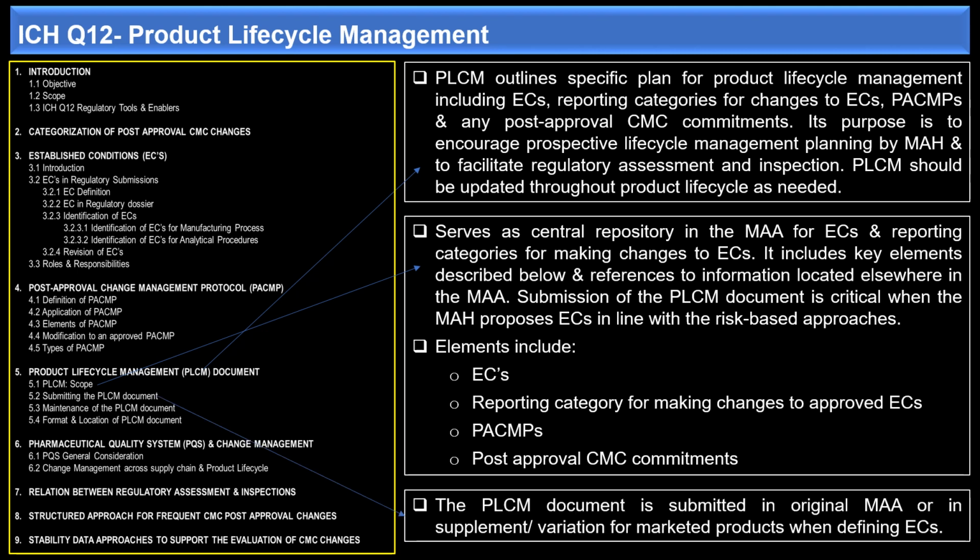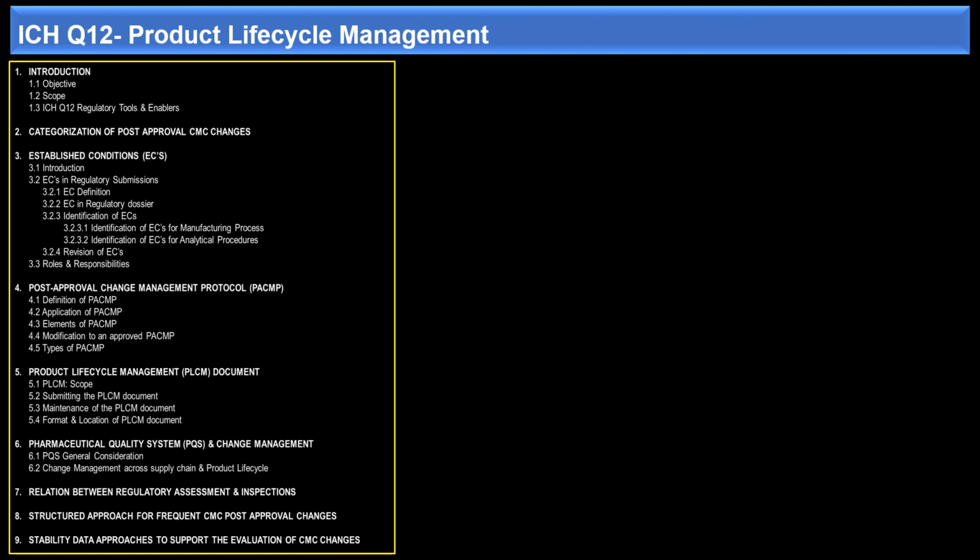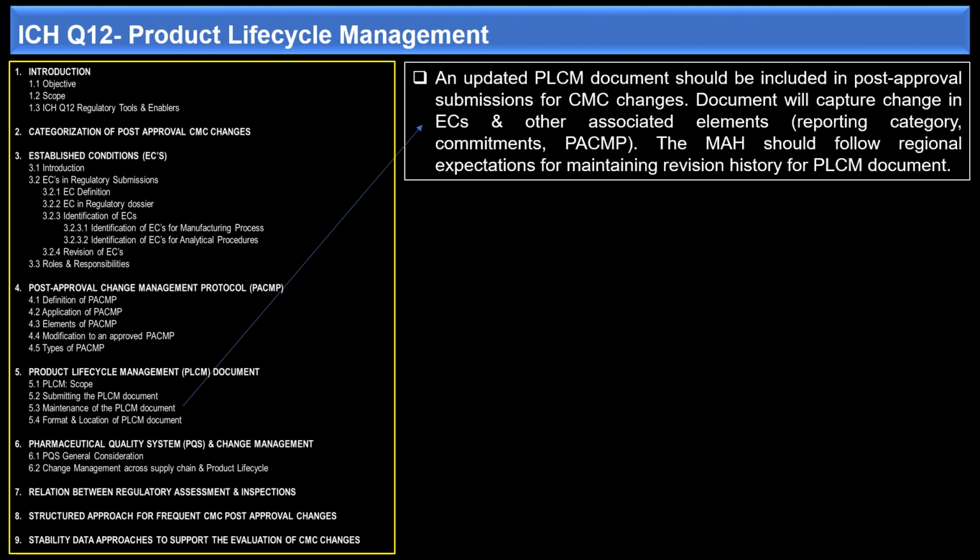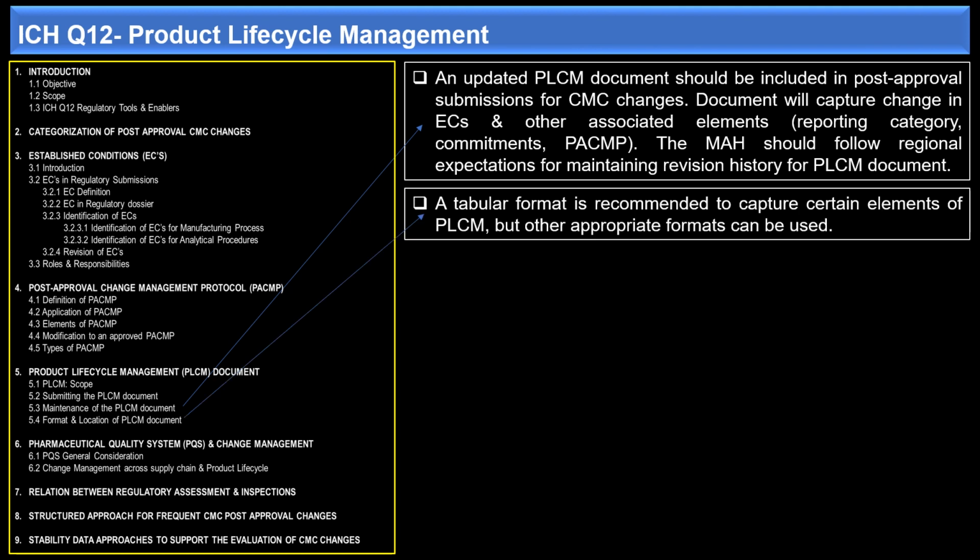If we look at submitting of the PLCM, the PLCM document is submitted in the original manufacturing authorization or in a supplement variation for the marketed products by defining ECs. Looking into the maintenance of the product lifecycle management document, an updated document should be included in post-approval submissions for the CMC changes. The document will capture changes in the ECs and other associated elements and their reporting categories. The MAH should follow regional expectations for maintaining revision history of the lifecycle management document. A tabular format is recommended to capture certain elements of the lifecycle management document, but other appropriate formats can also be used.